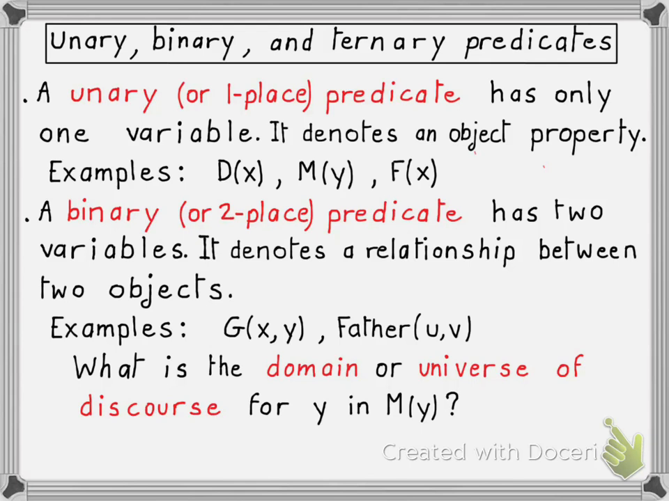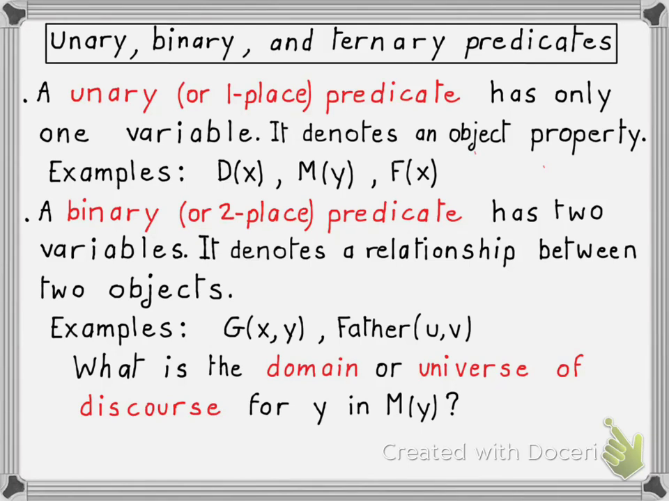The domain is not necessarily identical and shouldn't be identical to whatever the meaning of the predicate here, in this case, mammal. It's usually a larger set of elements, some of which should have the property and some of which do not.